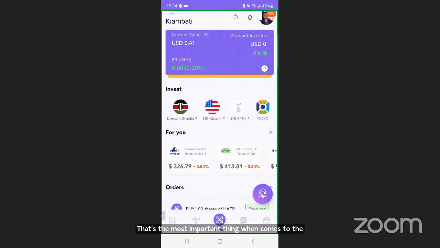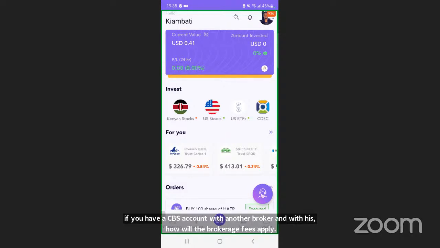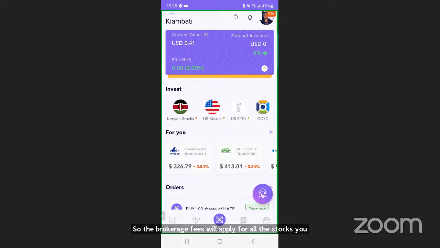So if you have a CDS account with another broker and with Hisa, how will the brokerage fees apply? The brokerage fees will apply for all the stocks you buy on Hisa. The other stocks are not on our side, basically. So the new trades that we make on Hisa, that's when the new Hisa brokerage fees will apply.